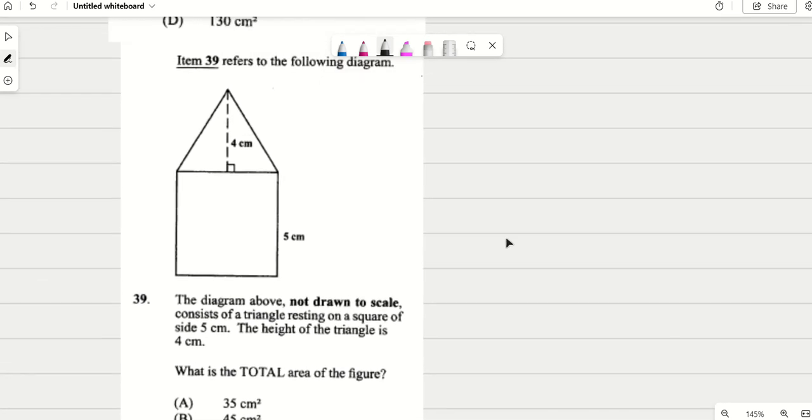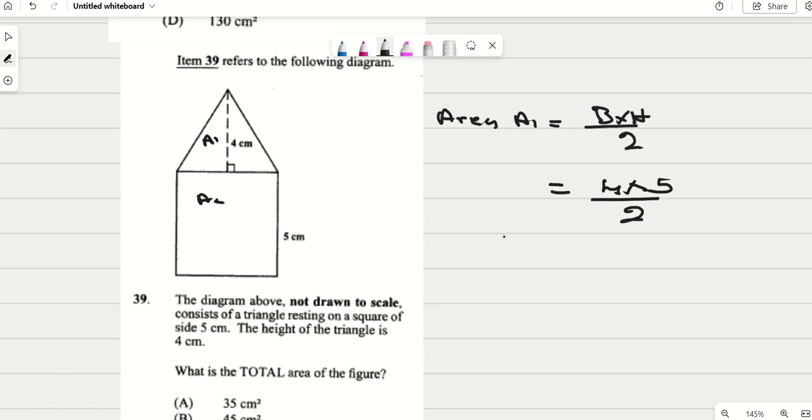Right? But let's do it. So we have A1 and A2. The diagram, not drawn to scale, consists of a triangle resting on a square of 5 centimeters. The height of the triangle is 4. So we're going to find the area of A1, the triangle, which is base times height over 2. Your base is 5, so 4 by 5 over 2, which is 10. Right? 20 divided by 2 is 10.